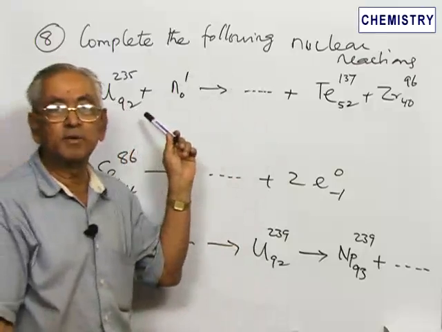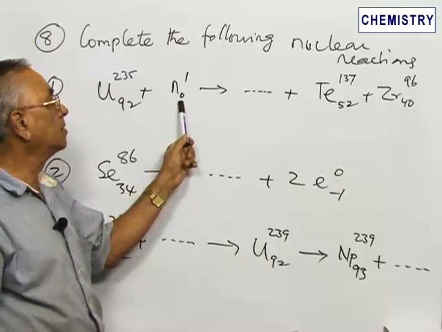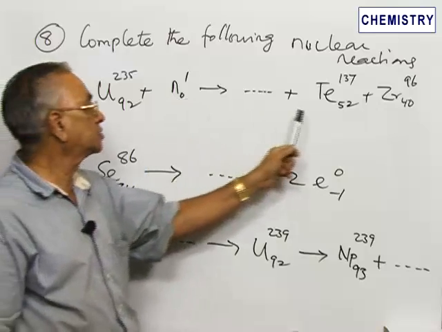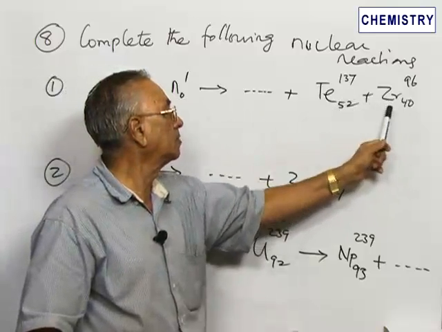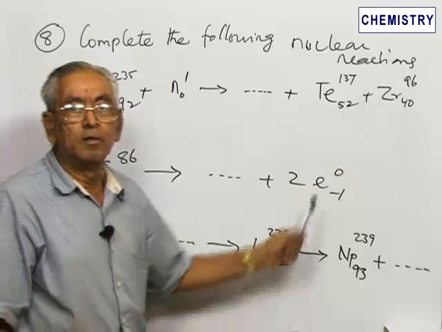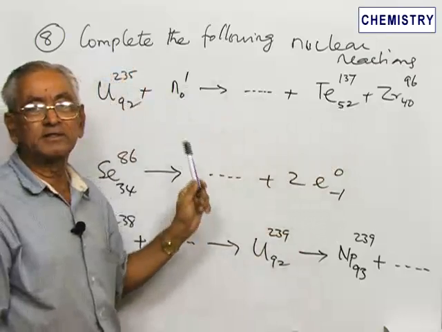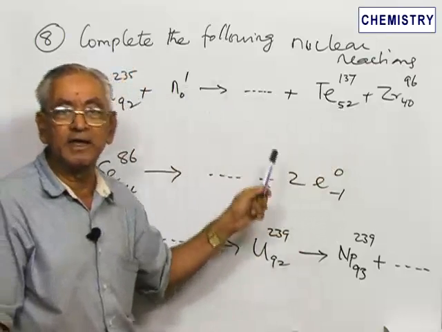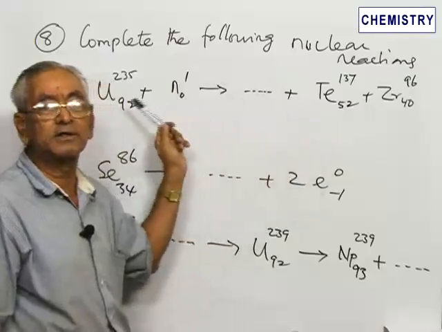When you look at this equation, namely uranium-235 is bombarded by means of a neutron to give rise to two nuclei, that is, one is tellurium and another one is zirconium. So the moment you look at this, this is not a natural radioactive decay, but it is a nuclear transmutation, or a nuclear fission.